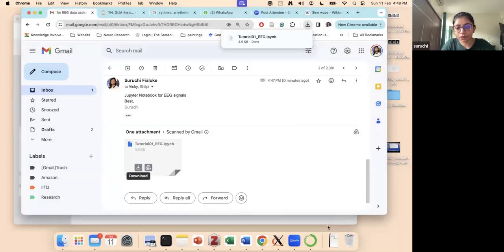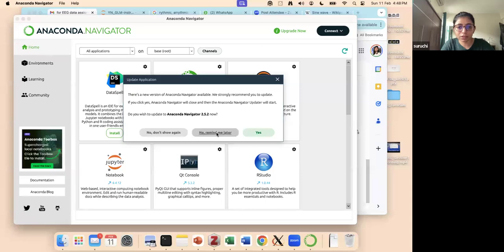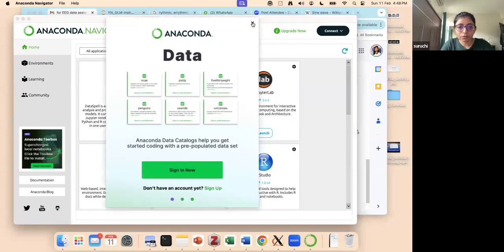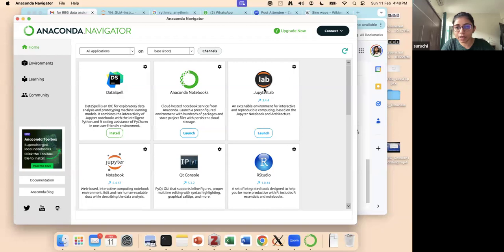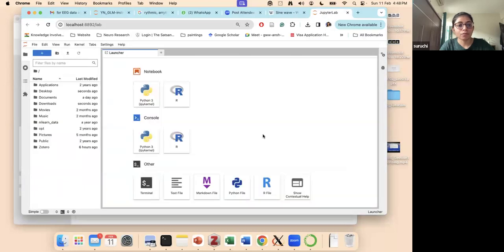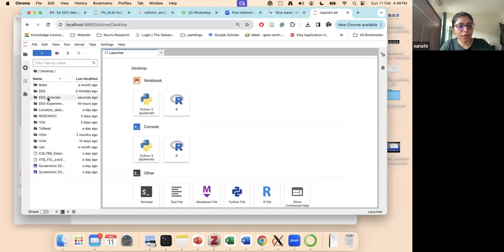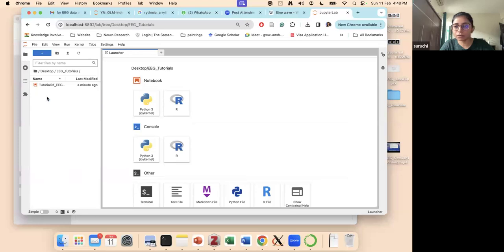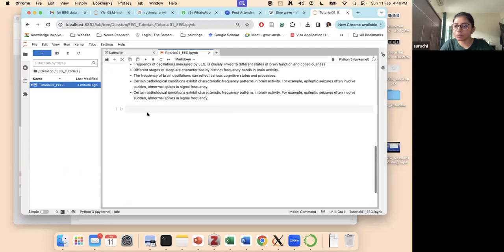Save. Okay, now I have my Anaconda. Here you see the Jupyter Lab. Do a launch here. So it's launched. Now you can see the icons of your desktop. So on the desktop, I created this EEG tutorial folder, went inside, I downloaded the notebook that I sent you, and it's opened up.